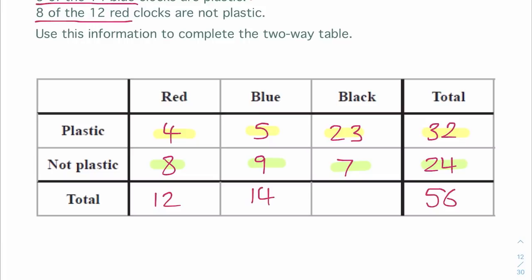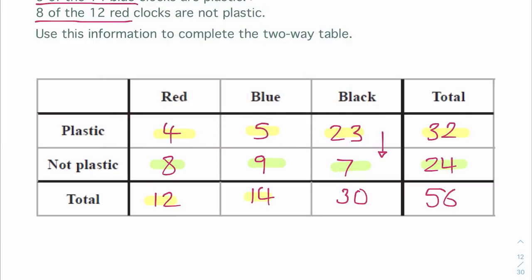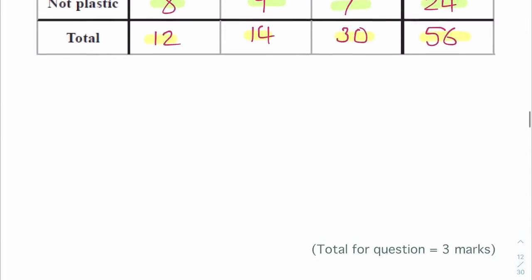Now we can just go downwards, 23 and 7 add up to 30, so that must be a total of 30. But before you finish, just finish this off by checking that these 3 add together to make 56. And they do, so I'm happy with that. That's all added up correctly, we've not missed any information. And there's our two-way table.